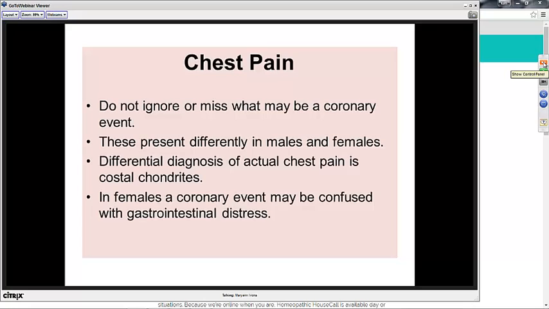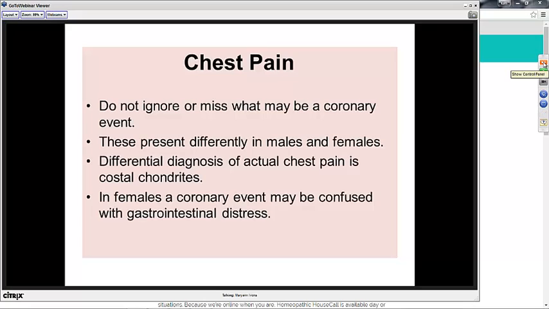Now, she had no crushing chest pain, none of that kind of stuff. So you have to be really careful when looking at people who you think might have coronary events, because males and females definitely present differently.